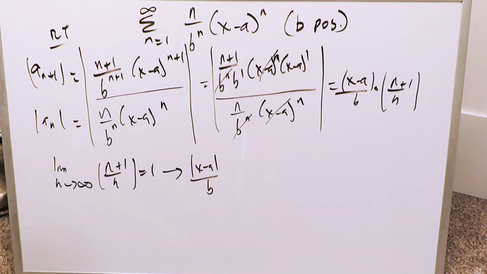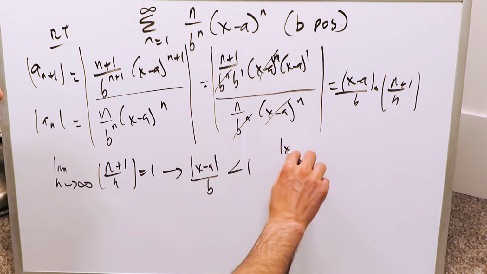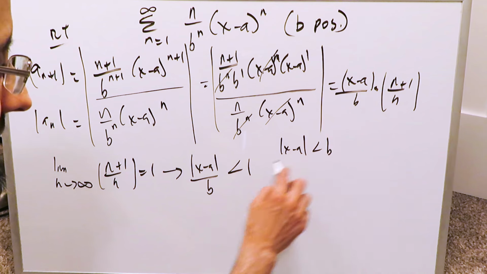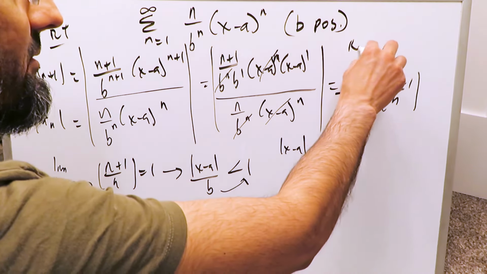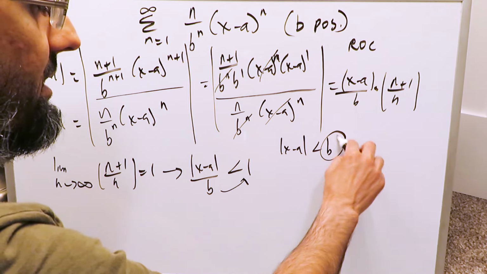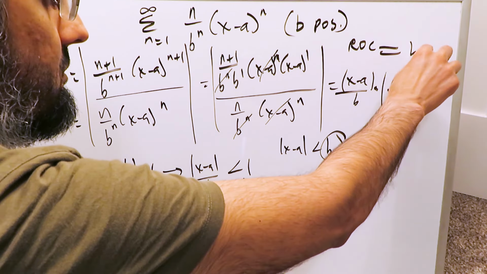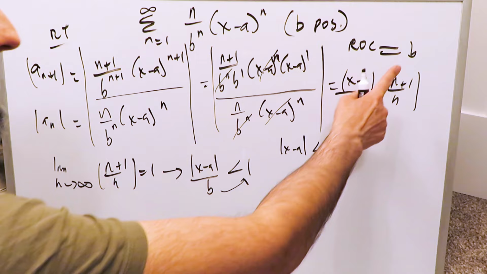You know, when you're doing the ratio test, the items less than 1 gives you convergence. You evaluate everything based on that. X minus a absolute value is less than b. You take this on the other side. What does that b give you? It gives you your radius of convergence. This value right here is my radius of convergence, and it's equal to b. The radius of convergence represents your b.